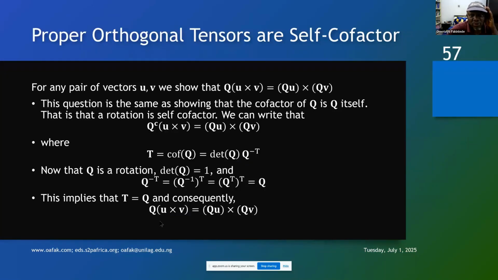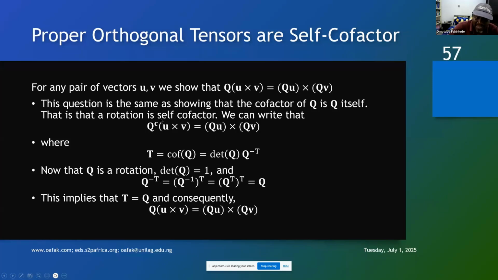Okay, proper orthogonal tensors are also self-cofactor. If you are looking for the cofactor of an orthogonal tensor, it is itself. So for any pair of vectors U and V, we can show that Q into U cross V is stated as QU cross QV. This equation is the same as showing that the cofactor of Q is Q itself. So this equation applies to every tensor Q, whether orthogonal or not.